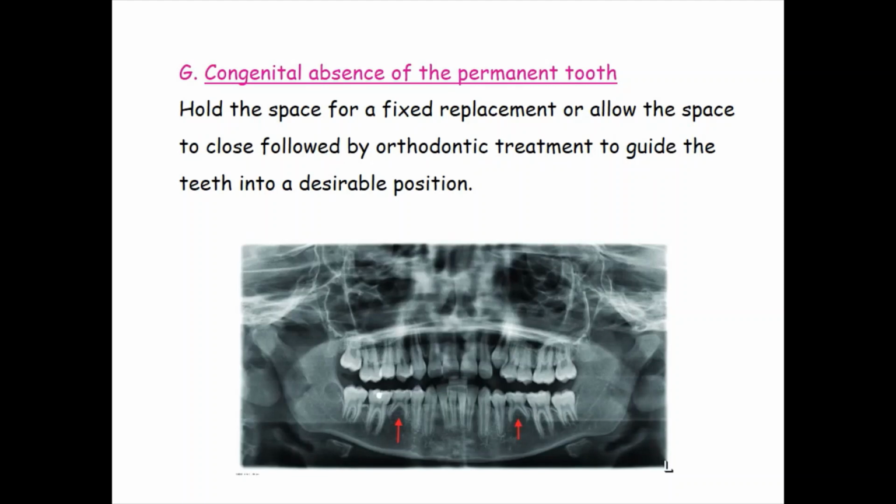If there is congenital absence of the permanent tooth, then the treatment depends: either you hold the space for a fixed replacement, or allow the space to close, followed by orthodontic treatment to guide the tooth into the desirable position.